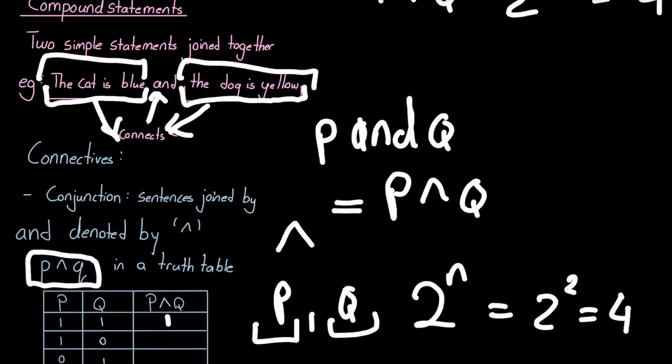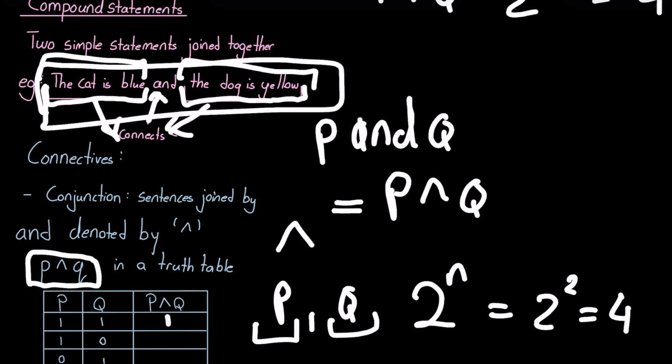But if we have the cat is blue, and since Q is 0, that means that the dog is not yellow, right? So if the cat is blue and the dog is not yellow, well, that's not what the statement we have up here is. That's a different statement, so that's not true. And the same could be said for if the cat is not blue and the dog is yellow. So these other ones will not be true because they're not going to make the proposition up here true.